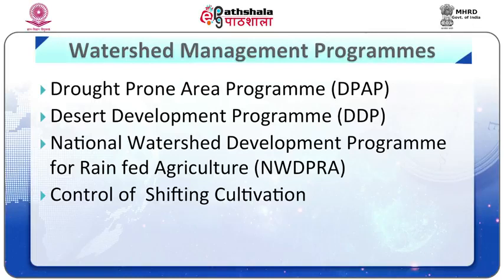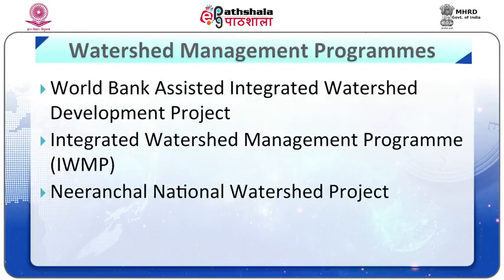The second one is Desert Development Program, DDP. Third is National Watershed Development Program for Rainfed Agriculture, NWDPRA. The fourth one is control of shifting cultivation, and fifth is World Bank assisted integrated watershed development project. The sixth one is Integrated Watershed Management Program, IWMP. And the seventh is Neeranchal National Watershed Project program.